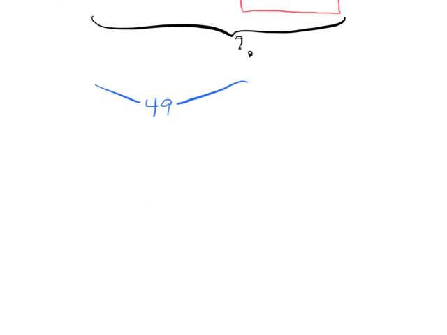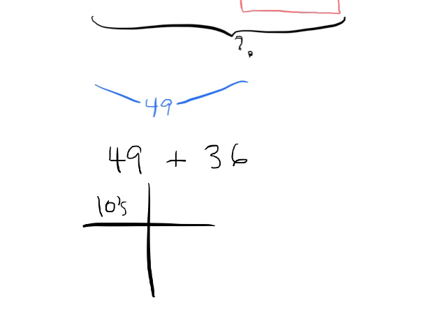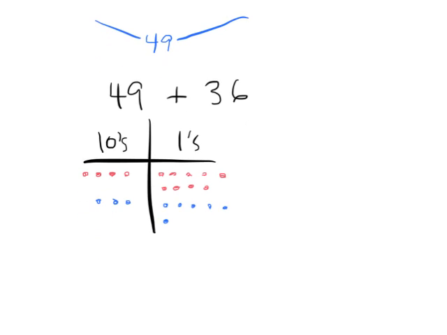So I'm going to scroll down, and I'm going to do 49 plus 36, and we're going to use our tens and ones chart and model. 49: 1, 2, 3, 4, 1, 2, 3, 4, 5, 6, 7, 8, 9. And then 36. 1, 2, 3. 1, 2, 3, 4, 5, 6. And there's our model. And now we want to simplify that. And so we know 10 ones equals 1 ten.